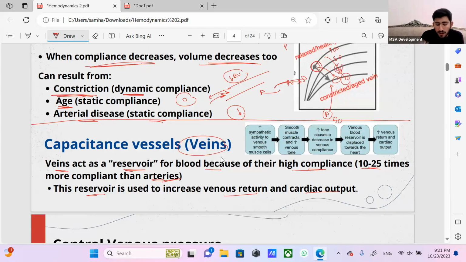I hate this graph. Just understand it, don't memorize it. We have a vein that has a very high blood volume. We increase the sympathetic stimulation, it will contract, it will go to the heart, so increased venous return, increased cardiac output. And why veins? Because veins are the capacitance vessels, because they have very high compliance and they contain most of the blood volume in our body.